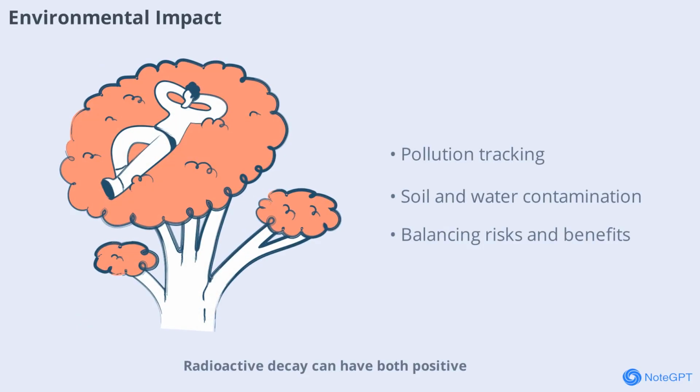Radioactive decay can have both positive and negative impacts on the environment. While natural background radiation is usually harmless, accidents or improper disposal of radioactive waste can contaminate soil, water, and air. On the positive side, radioisotopes are used to track pollution and study environmental processes. Balancing the benefits and risks of radioactivity is crucial for protecting our planet.